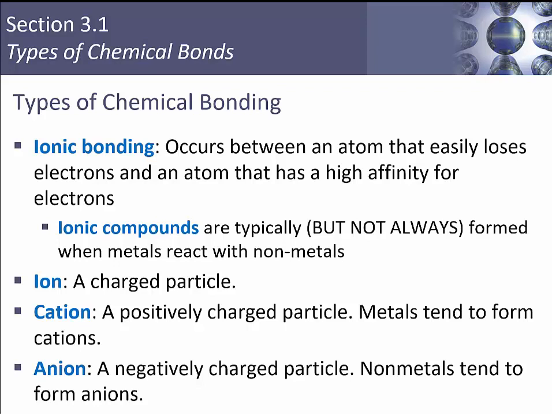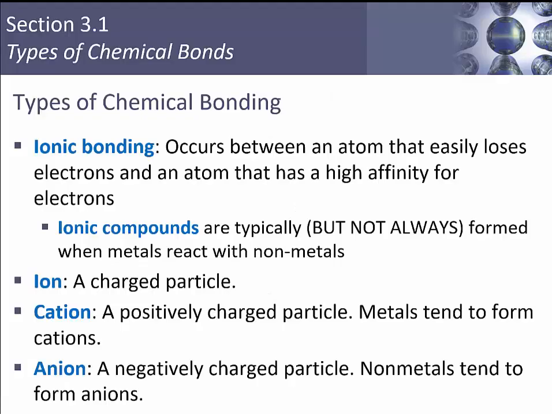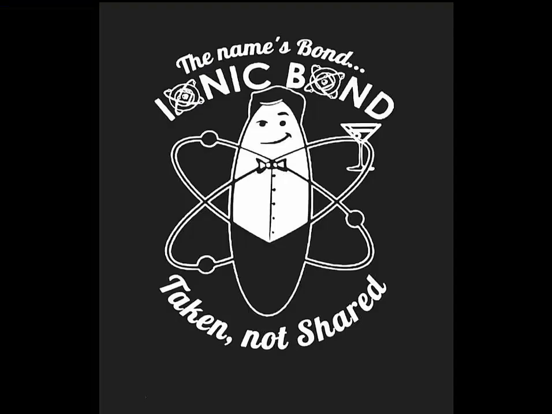So this is our method for remembering ionic bonds. Once you know what is an ionic bond, other bonds are more likely to be covalent bonds. So our mnemonic for remembering an ionic bond is: bond, ionic bond, taken, not shared. So you're going to share in a covalent bond, an ionic bond is going to take.